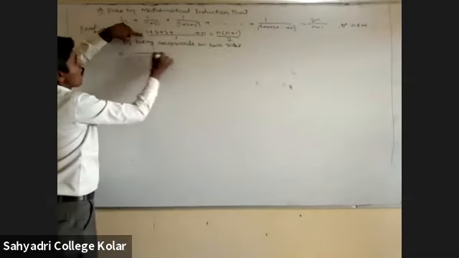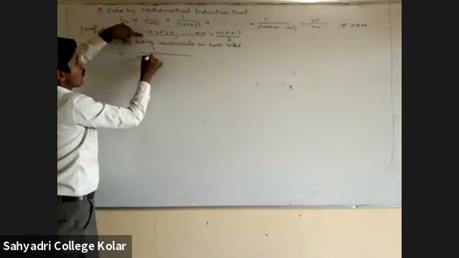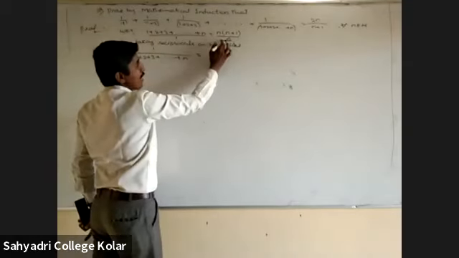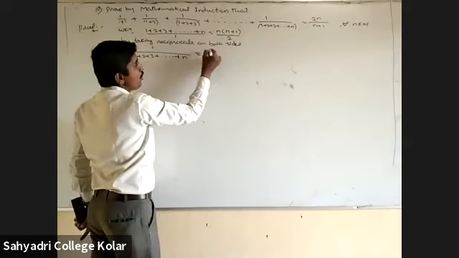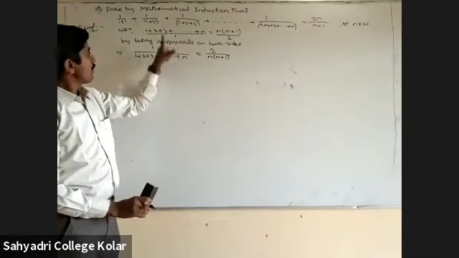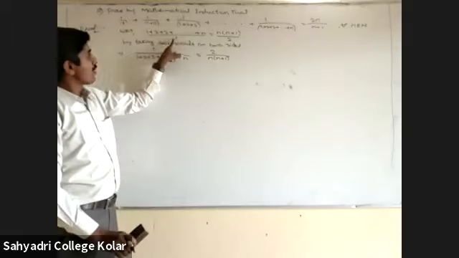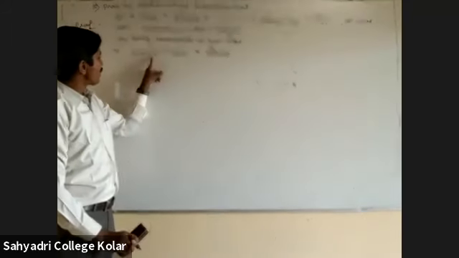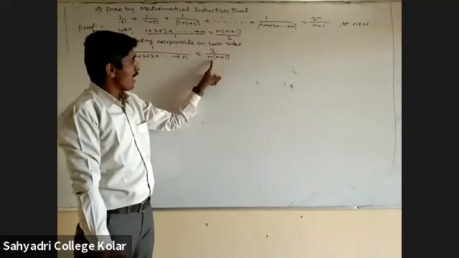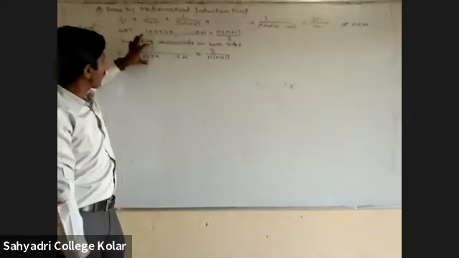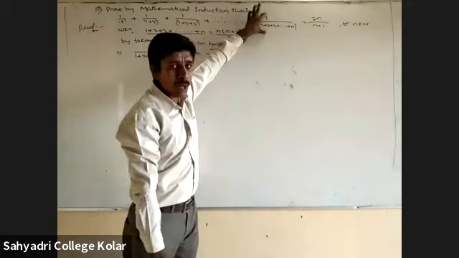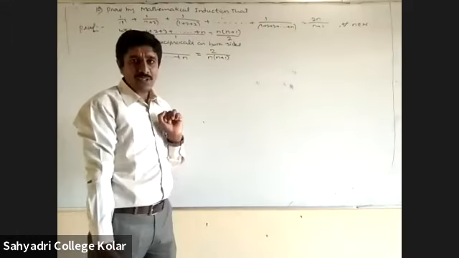1 by 1 plus 2 plus 3 plus so on plus n is equal to, interchanging numerator and denominator, 2 divided by n into n plus 1. Got it? I am going to substitute this nth term of the series value, 2 by n into n plus 1, here.